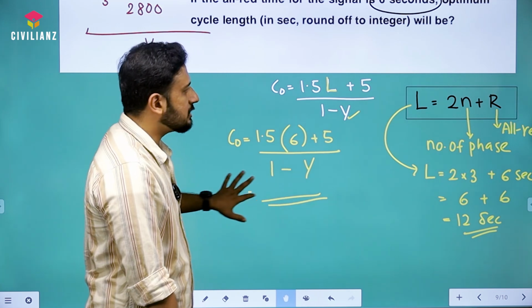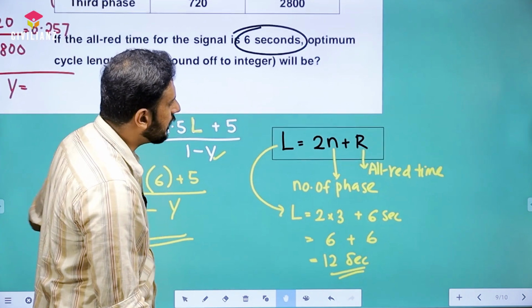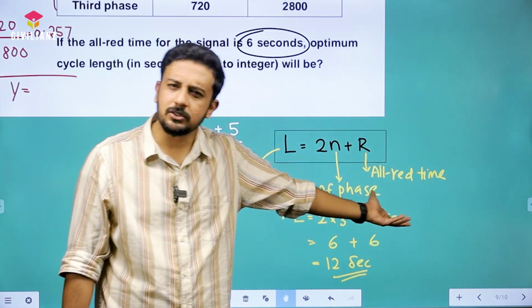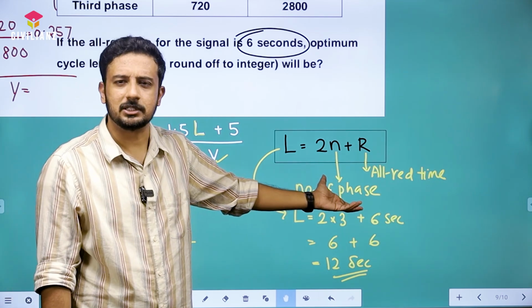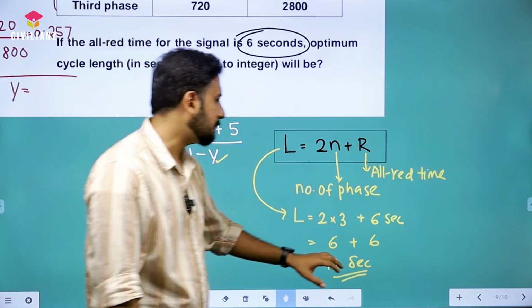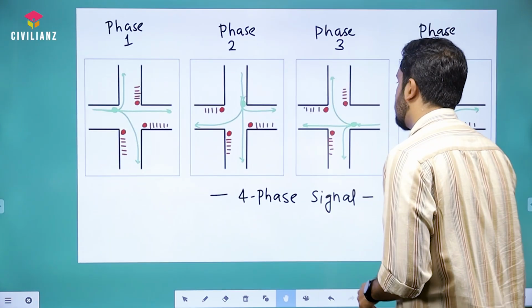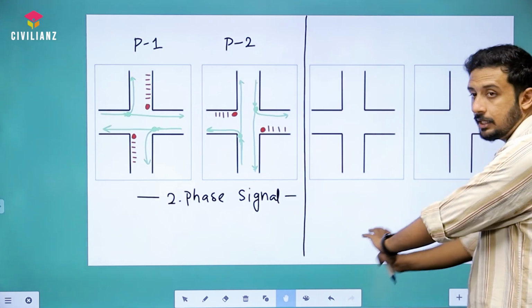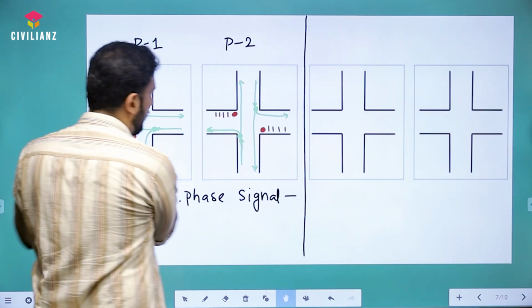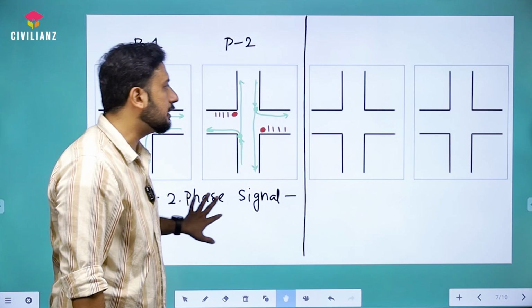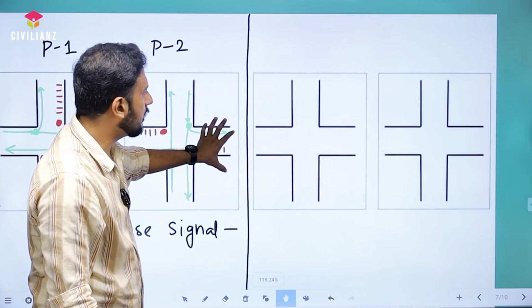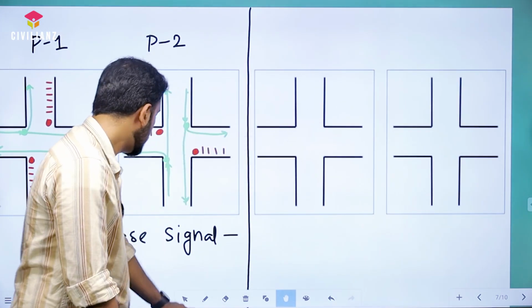Alright, guys. Now let me discuss one more thing here. We have simply written all-red time, right? Now what is the meaning of this all-red time? That also we need to discuss now. Then only the concept will be 100% clear. If I go back to that particular figure, leave the first part, we have already discussed that. Let me take this particular intersection and focus on this.